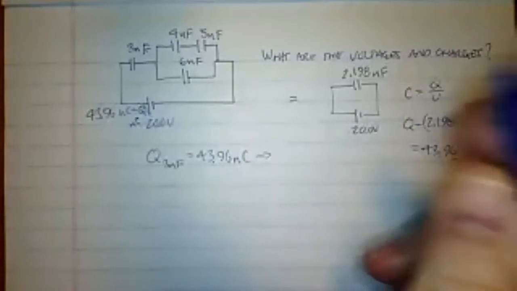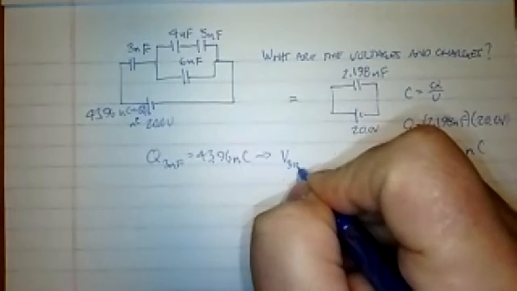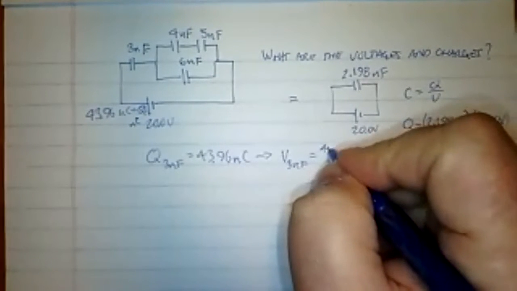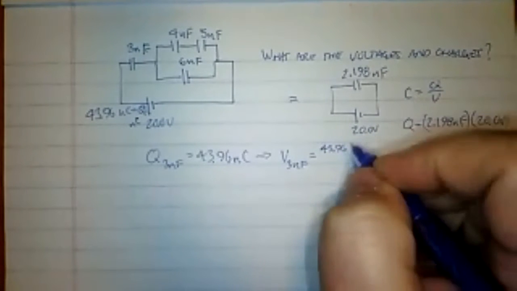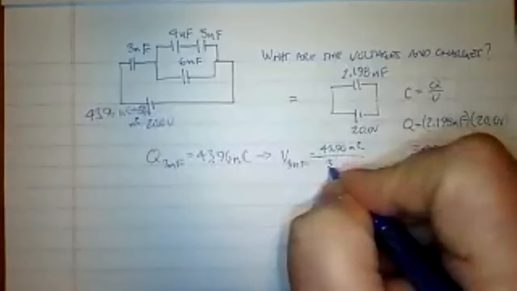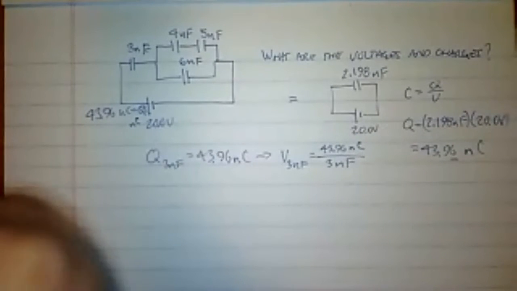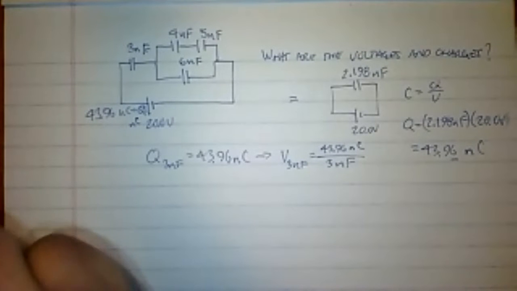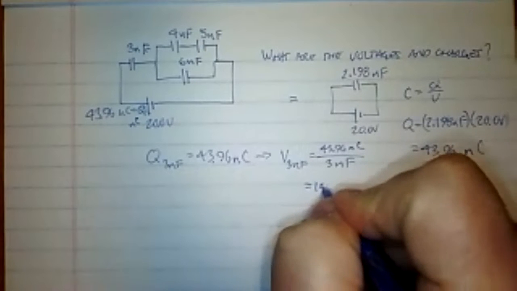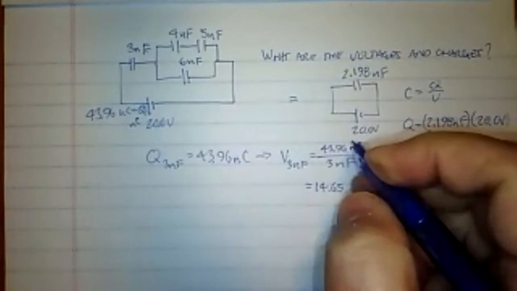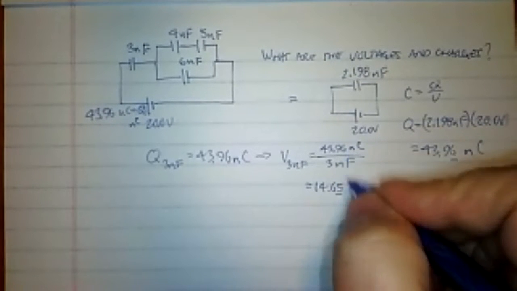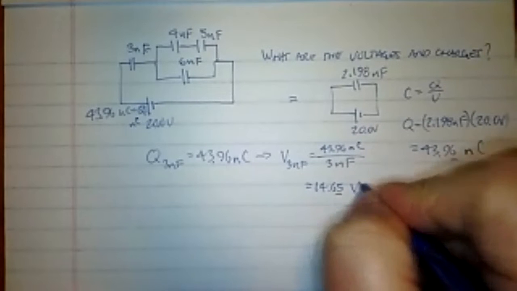nanocoulombs. And then, of course, that can also tell me that V for the 3 nanofarad capacitor is going to be equal to 43.96 nanocoulombs divided by 3 nanofarads. So that gives me 14.65, and that's with one extra sig fig, 14.65. Notice the nanos canceled out with the nanos, so I just get volts.